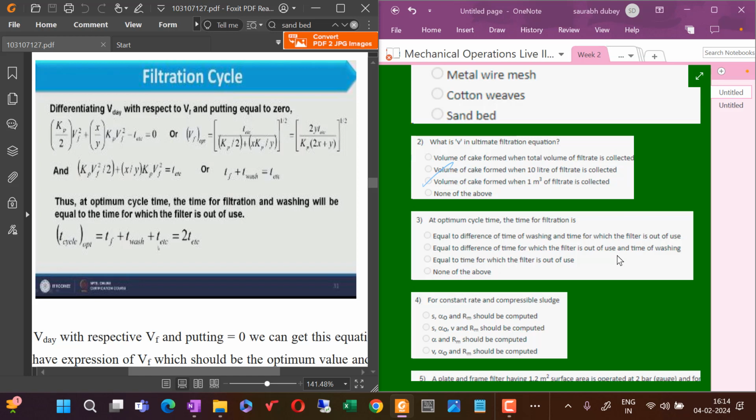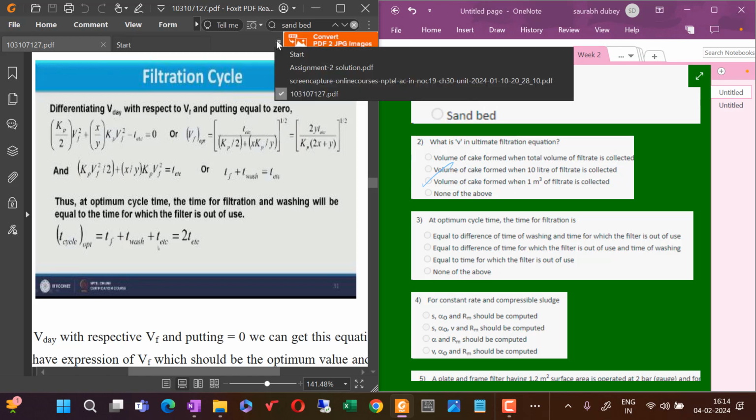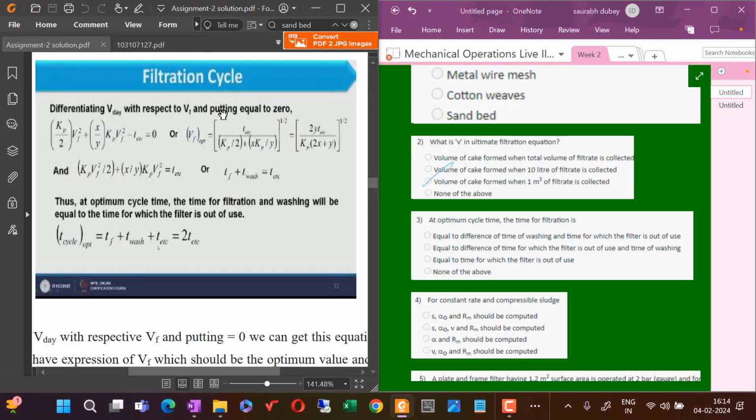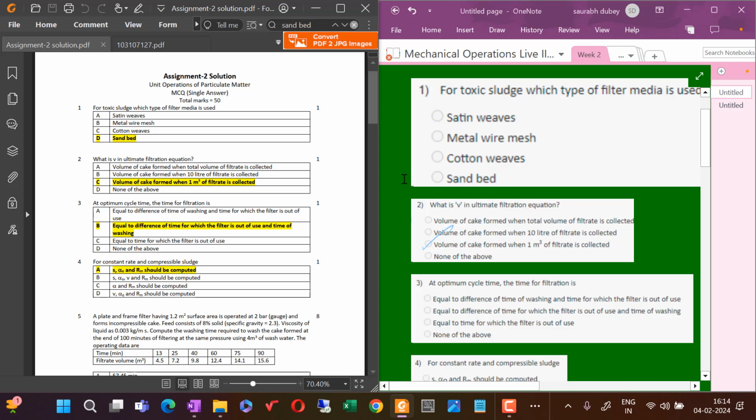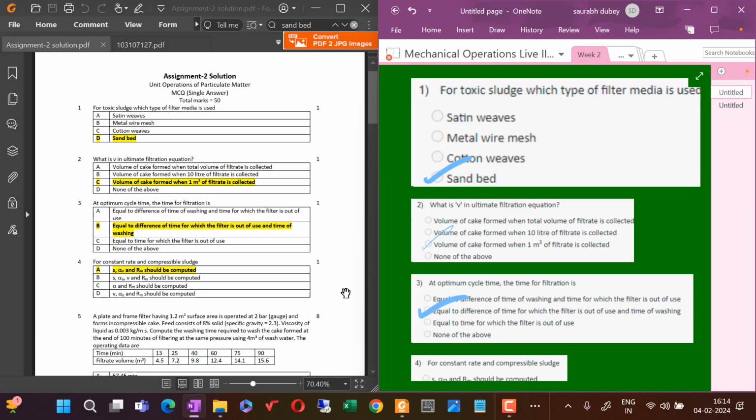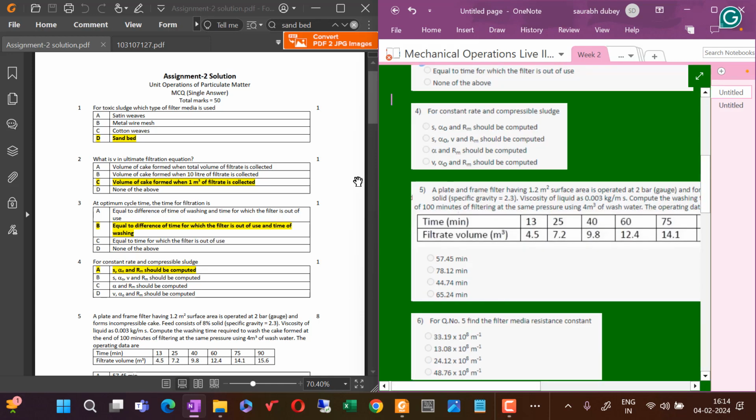You just look at this: equal to the difference of the time for which the filter is out of use and the time of washing. So here, the first one, and another one was the C option, and the third one is the B option. So that is the correct answer for the question.